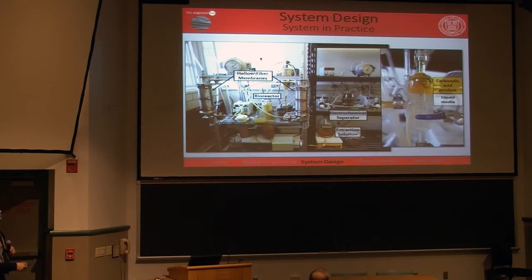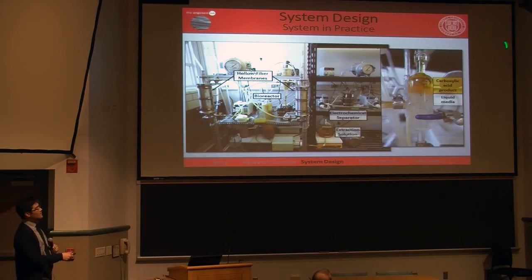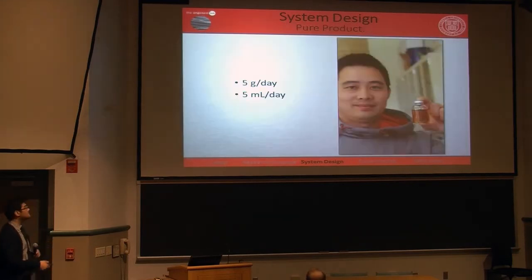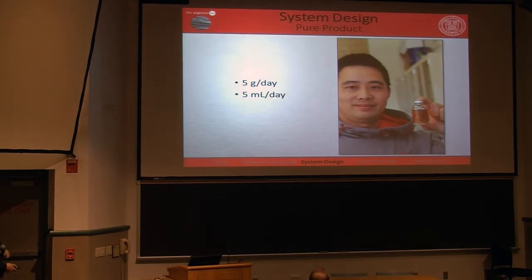And just a little zoom in picture, you can see very nice phase separation here, and as more product comes through, the carboxylic acid ends up just flowing off of the top and going into a collection bottle. And it's just a nice picture of the product that we make. At the sizes of the reactor and separators that we have right now, we're getting about 5 grams per day, which is about 5 milliliters per day, and you can see it's a very nice, clean product.